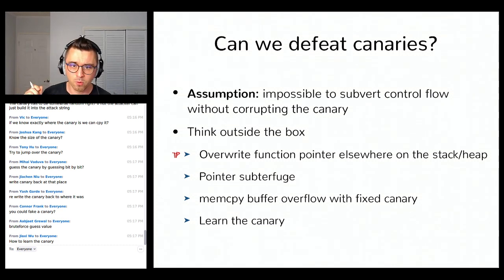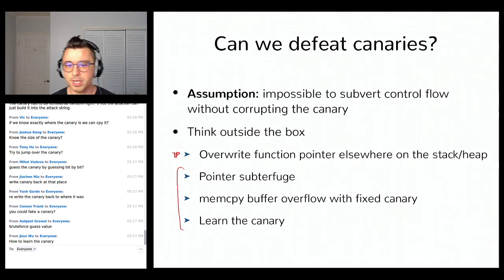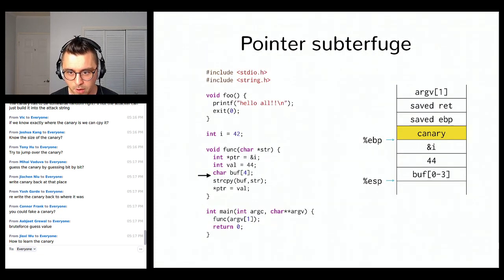You actually have what are called write gadgets, and these write gadgets let you write to arbitrary parts of memory. Usually you'd find a function pointer somewhere in the address space, write the gadget there, and then hopefully call the function indirectly through that function pointer. What we're going to look at in this class are these other three ways of subverting stack canaries. The first one is called pointer subterfuge, and then we're going to look at how we can learn the canary. So let's start with pointer subterfuge.